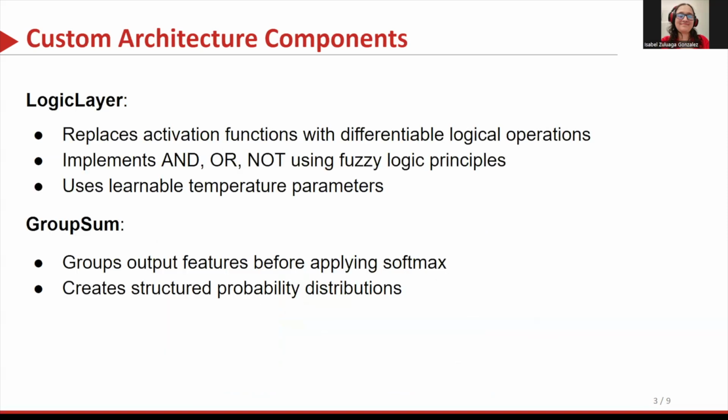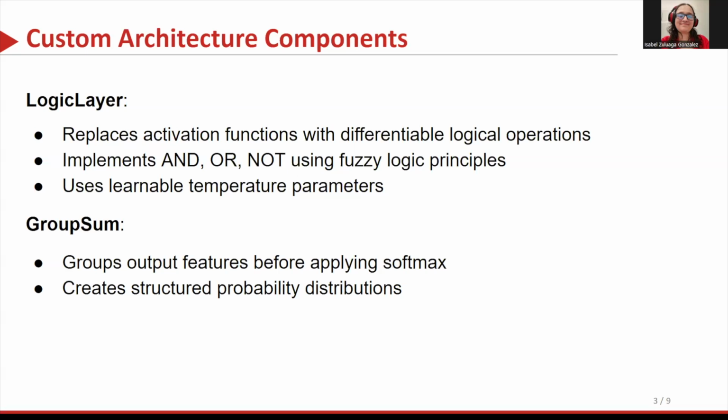I'd like to talk about the custom architecture components. My implementation centers around two key components. First, the logic layer, which replaces traditional activation functions with differentiable versions of logical operations, specifically the AND, OR, and NOT gates. Each operation processes inputs through separate channels and then combines their contributions using learnable weights. I implemented temperature parameters to control the sharpness of these operations and mechanisms to balance their influence.